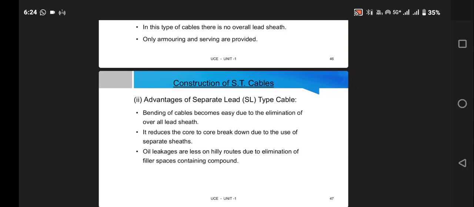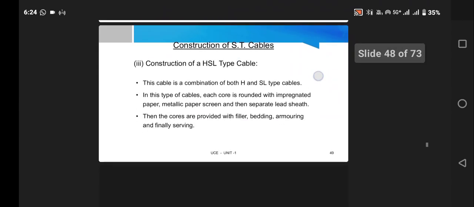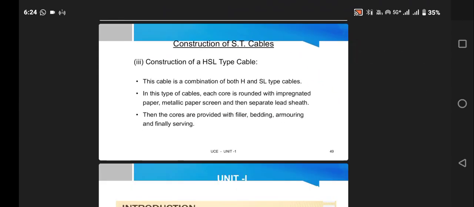Then the next variety is construction of HSL cable. The construction is represented in this diagram. Normally, this type is a combination of both the H and the SL types of cables. In this type of cable, each core is wrapped with impregnated paper, metallic paper screen, and a separate lead sheath. The cores are provided with the filler, bedding, armoring, and a serving.